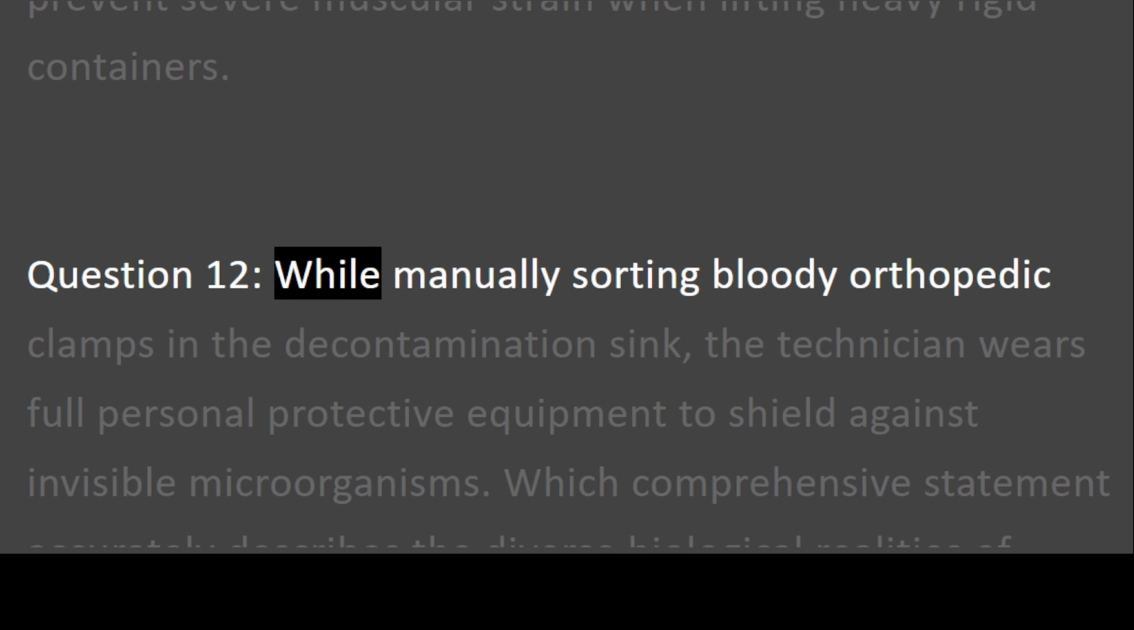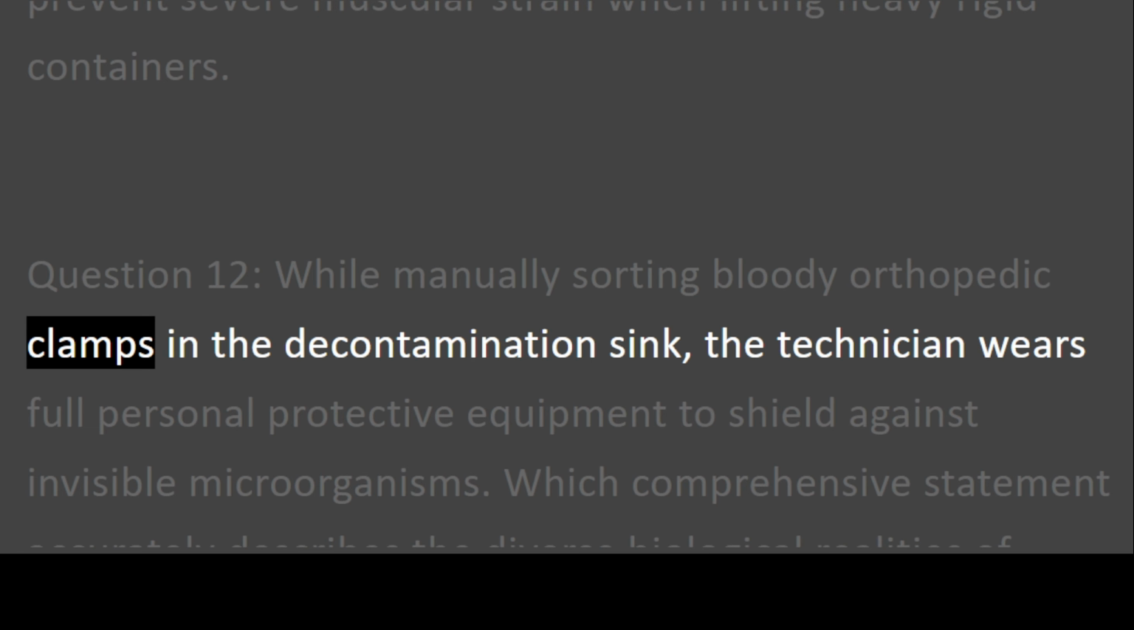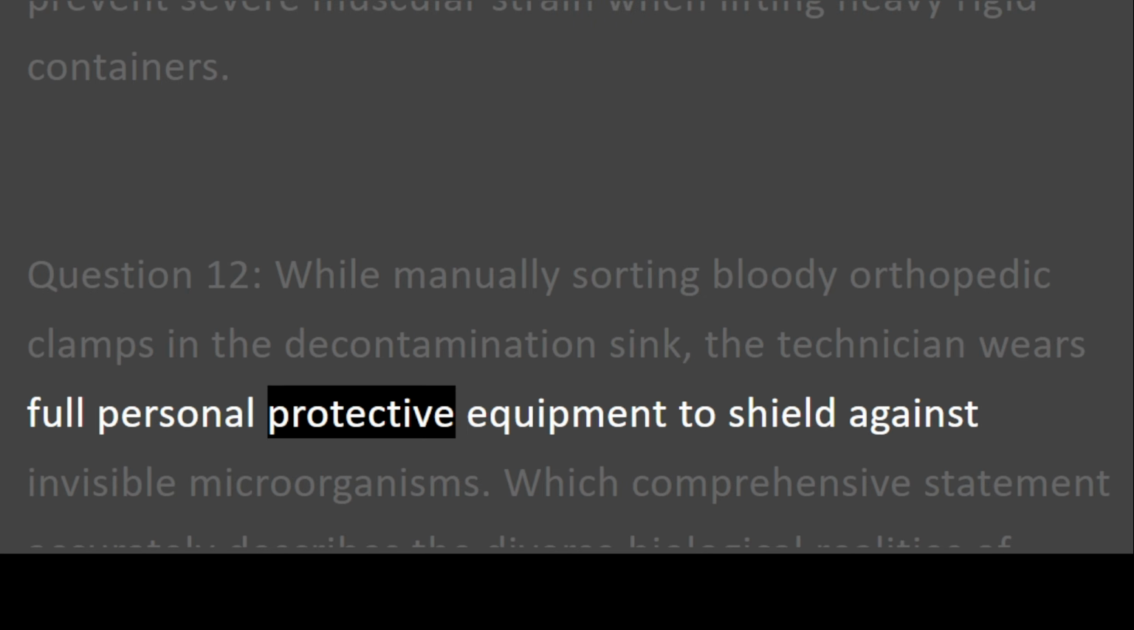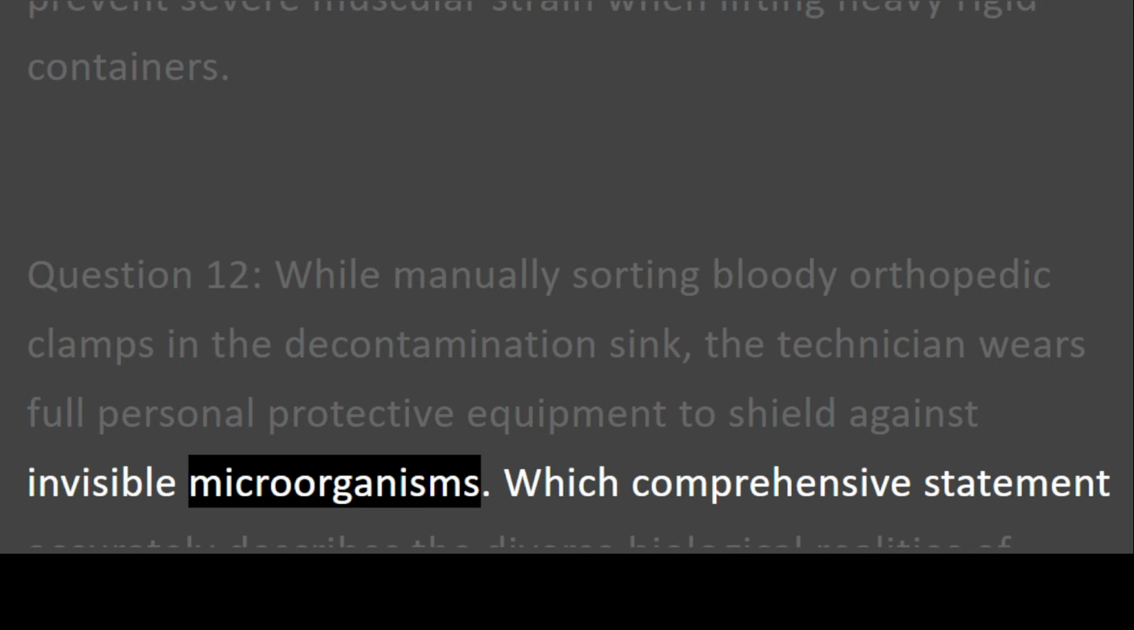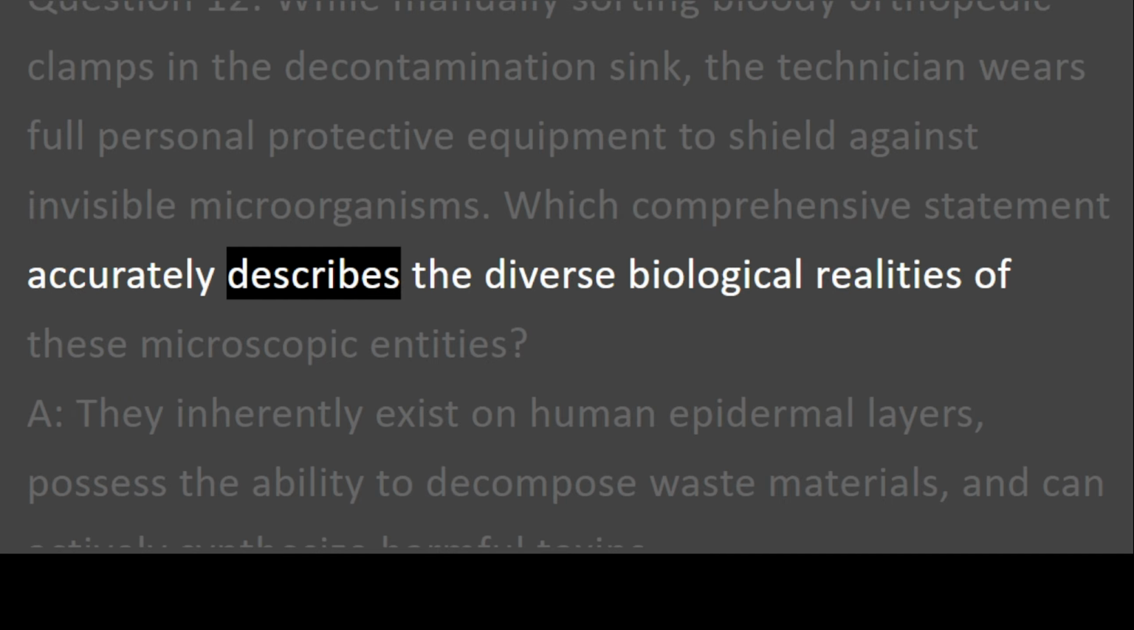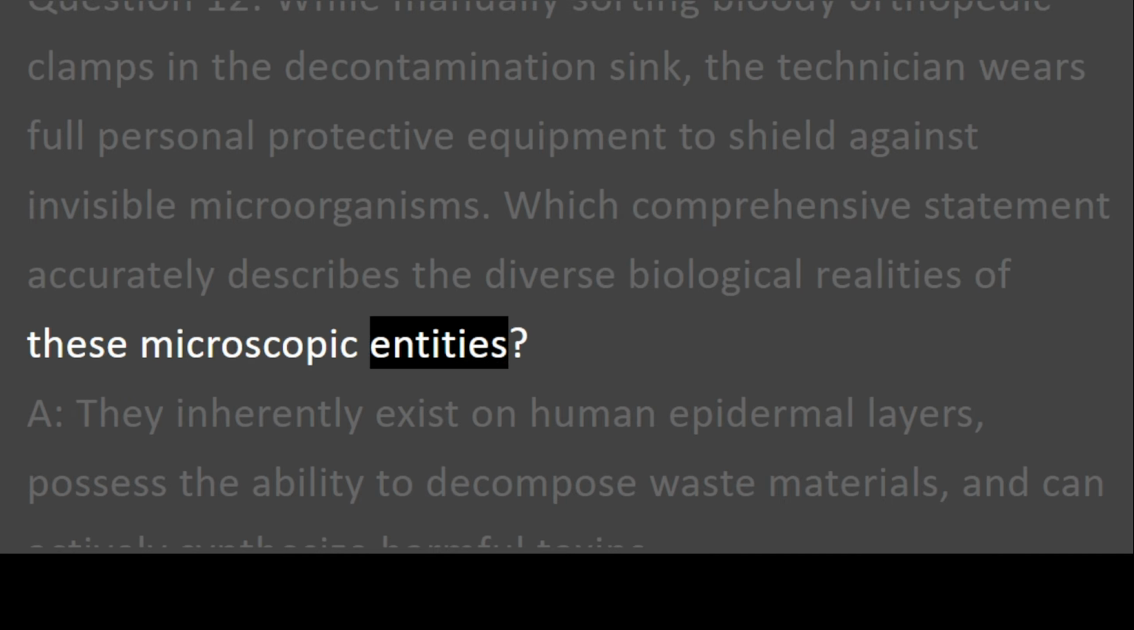Question 12. While manually sorting bloody orthopedic clamps in the decontamination sink, the technician wears full personal protective equipment to shield against invisible microorganisms. Which comprehensive statement accurately describes the diverse biological realities of these microscopic entities?